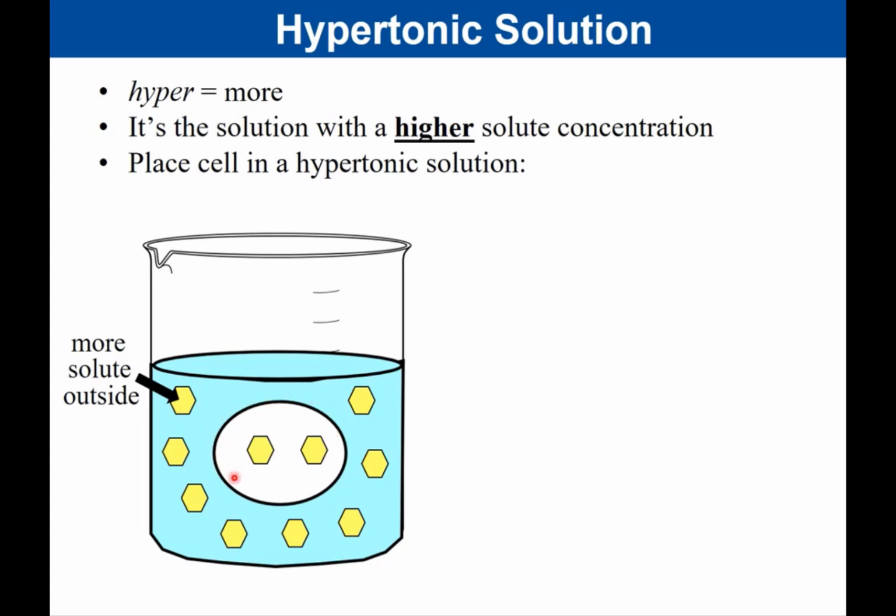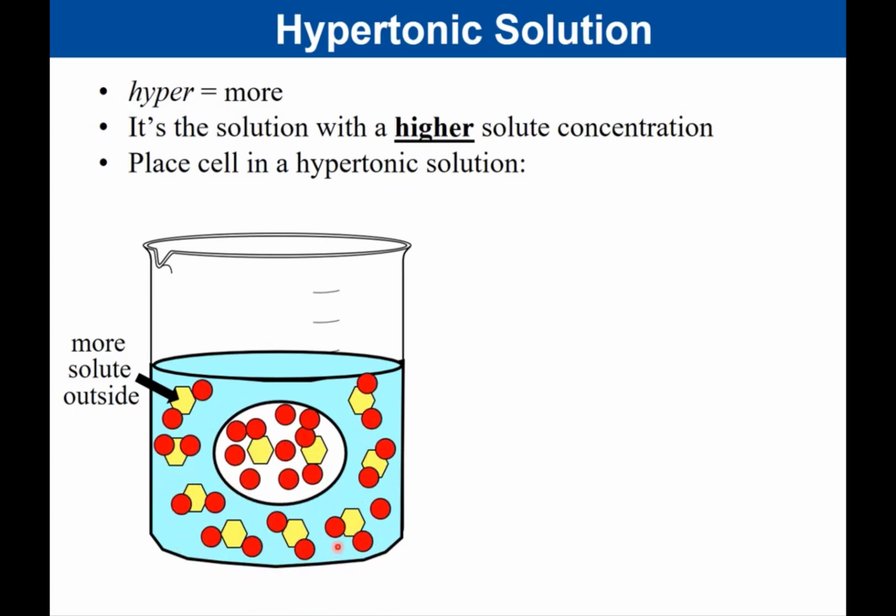And so notice that in this case, here in white, this is our cell, and our cell is placed in a solution, and that solution has more solutes outside. And so we would say that the solution outside is hypertonic relative to the cell, because again, hyper means more. So this solution is hypertonic relative to the cell. And remember that anywhere that solute is, water is going to be associated with it. So all these little red dots here are referring to water.